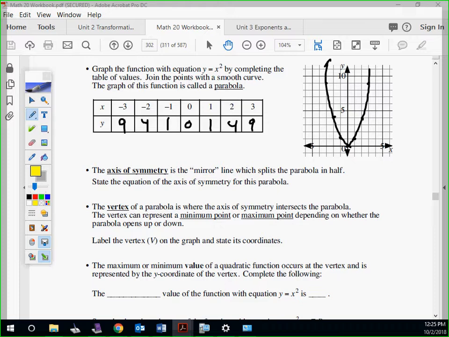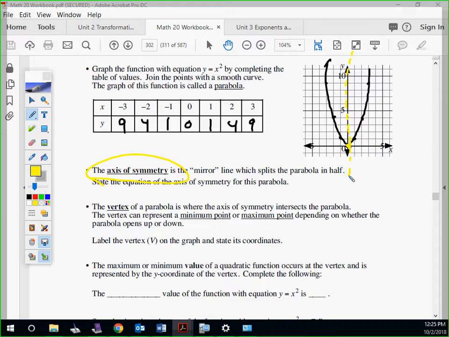The reason I'm pointing out symmetry is because the axis of symmetry is the mirror line which splits the parabola in half. That always, listen, that always goes to the vertex. Your axis of symmetry always goes to the vertex. And that makes sense, right? Because the vertex is your lowest or highest point. That's when it changes direction. So your axis of symmetry is this guy right here. It just goes right through the middle. AOS, axis of symmetry. I'll put AOS. I won't always write that out. So if you see AOS, that means axis of symmetry.